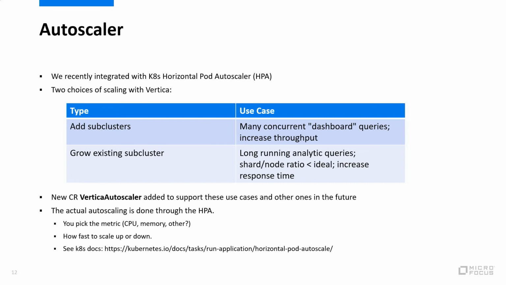I just wanted to finish off this slide by mentioning that we integrate with the horizontal pod autoscaler, but we aren't really opinionated about what metric you use to trigger autoscaling, or how fast to scale up or scale down. These are all workload dependent, so you'll need to figure out for your specific use case.